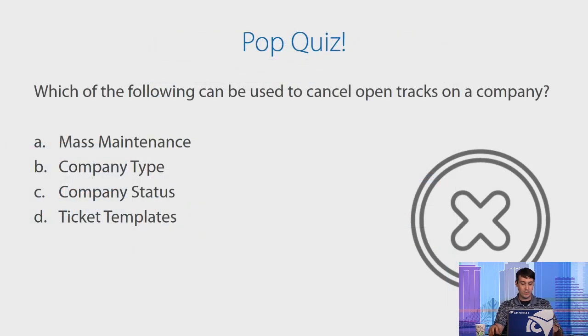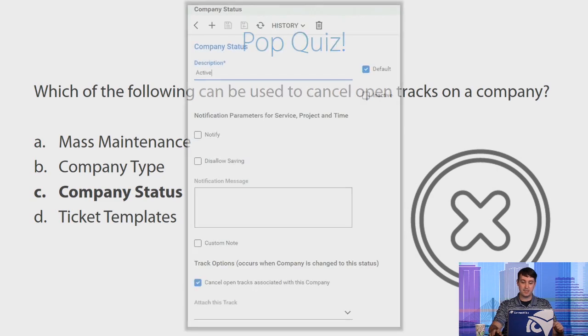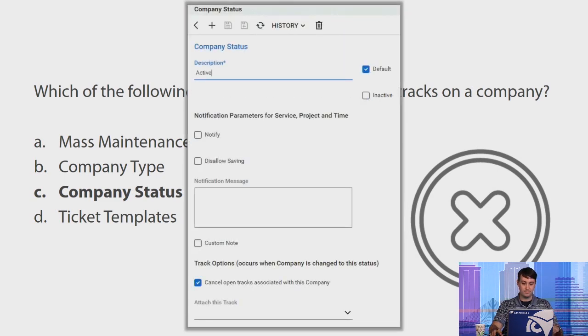All right, one last pop quiz before we wrap up. Which of the following can be used to cancel open tracks on a company? Let's see what you think. All right, you guys are correct. It is going to be C, company status, as you can see right here.